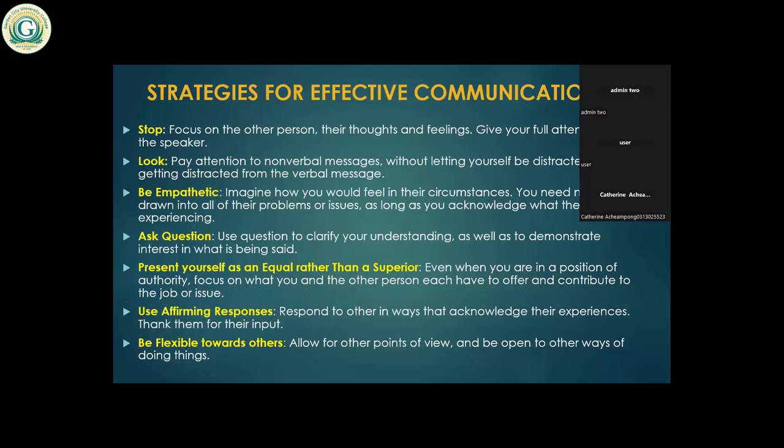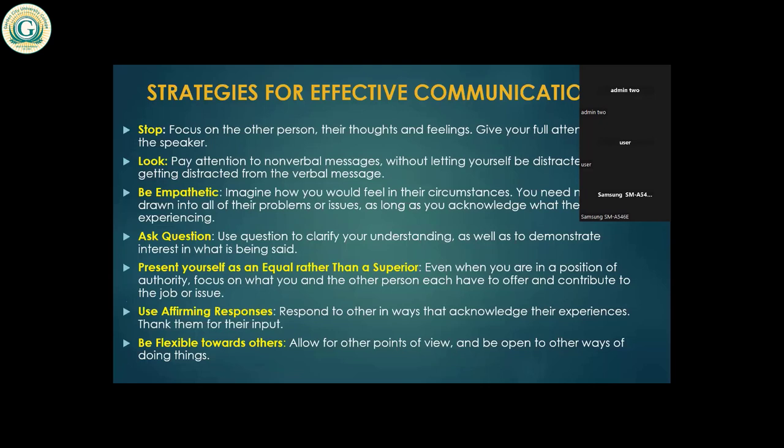It's very important. Ask questions. Use questions to clarify your understanding, as well as to demonstrate interest in what is being said. And also present yourself as an equal rather than a superior. Otherwise, people just won't come up with their issues. Even when you are in a position of authority, focus on what you and the other person each have to offer and contribute to the job or issue. You cannot do everything by yourself. You need people around to help you.